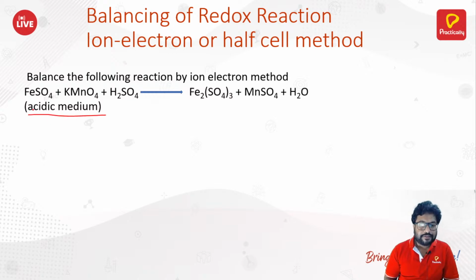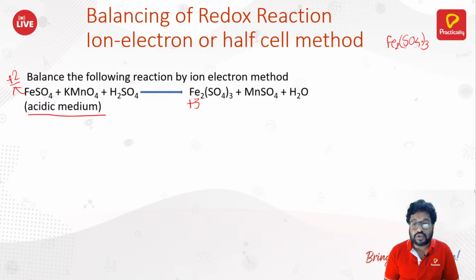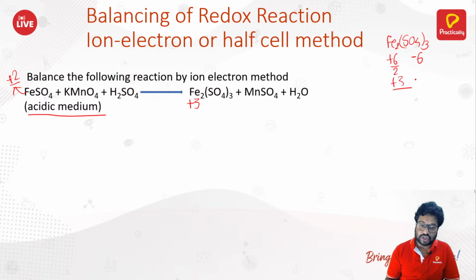Now you can see here FeSO4 has iron in the +2 oxidation state, and here it's in the +3 oxidation state. How? In Fe2(SO4)3, the charge on each sulfate is -2. There are 3 sulfates, so 3 sulfates will have a -6 charge. Therefore 2 irons will have a +6 charge, and each iron will have a +3 charge. That is why I'm saying it's +3 here, and +2 there. So this is your oxidation half. Let's write it here: oxidation half.